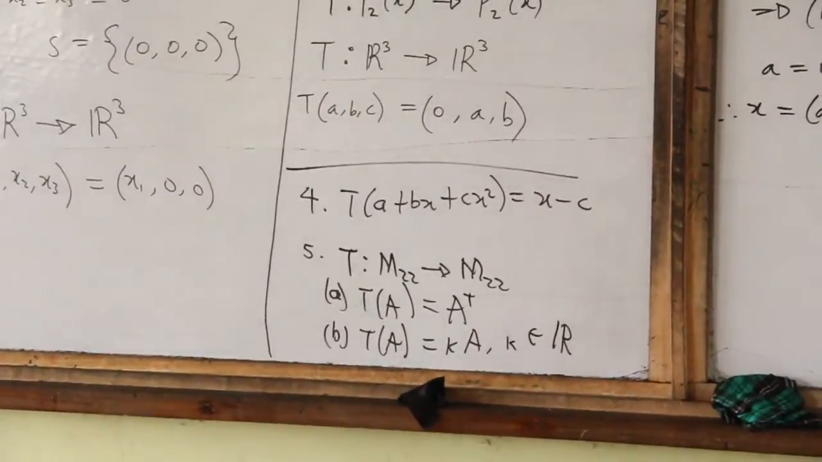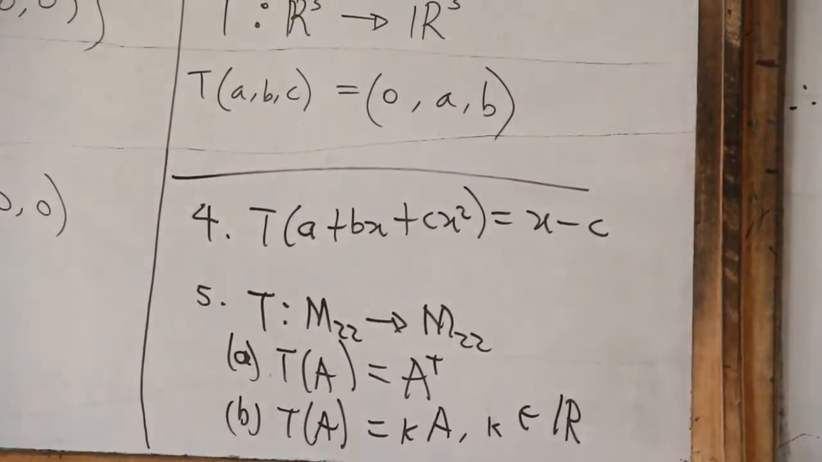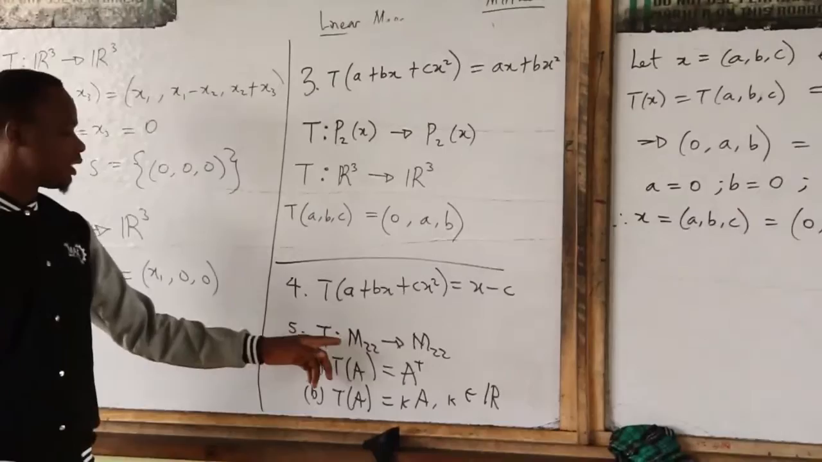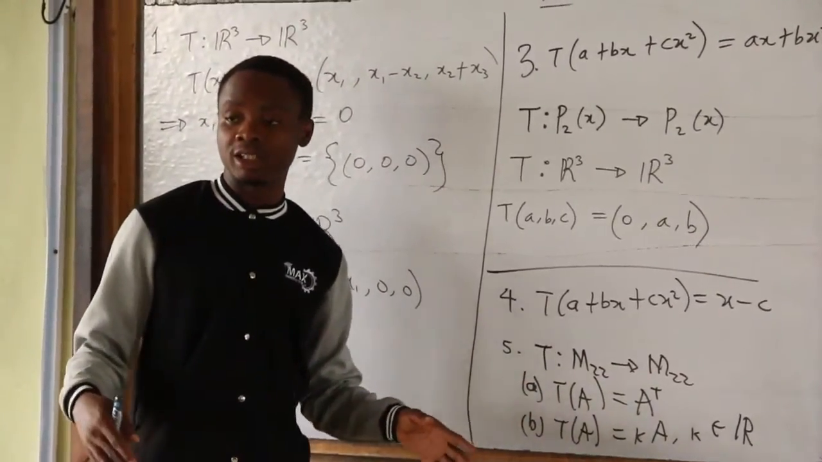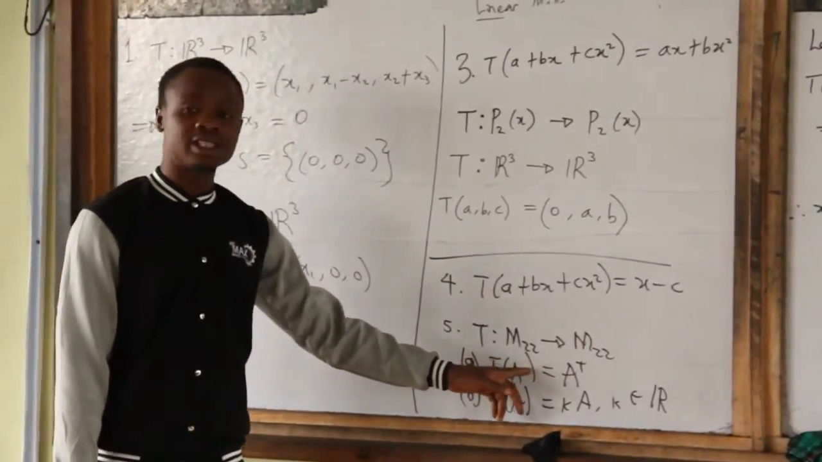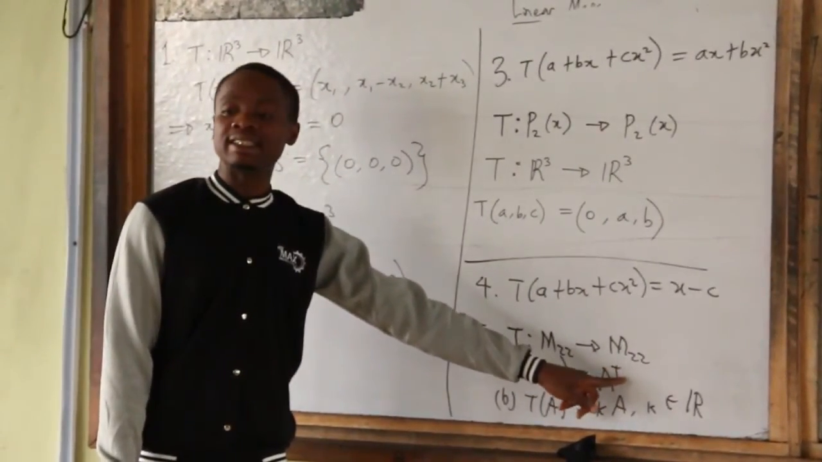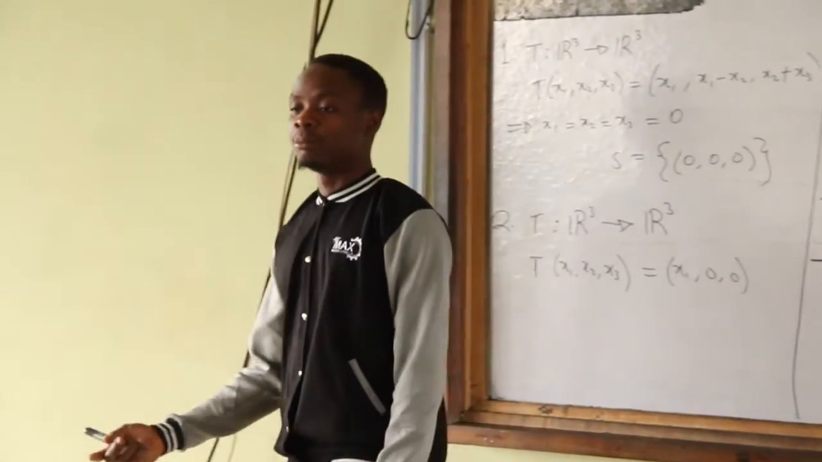Look at this last question. T takes elements from M22, the space of 2 by 2 matrices. Do you get that? And produces 2 by 2 matrices. The first one takes the matrix A and produces its transpose, A transpose.